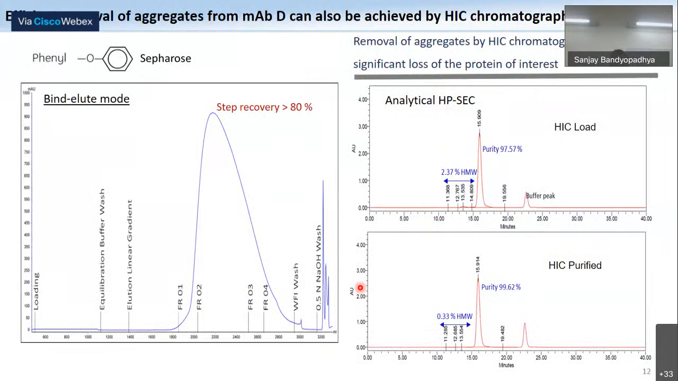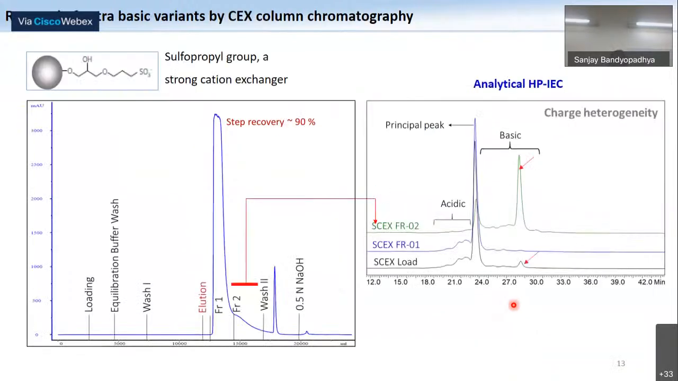Now, purification is not limited just to mixed mode column chromatography. A normal one-dimensional HIC column chromatography matrix like phenyl sulfurous, classically known, can also be very helpful in the bind-elute mode, and step recovery is also good. This is MAP-D, a different case, a different MAP, where you can see that the purity has been improved from 97.57% to 99.62% as desired. So this can also be used instead of mixed mode column chromatography. But it all depends on the molecule that you are handling. They are unique. So then I talked about the removal of aggregates.